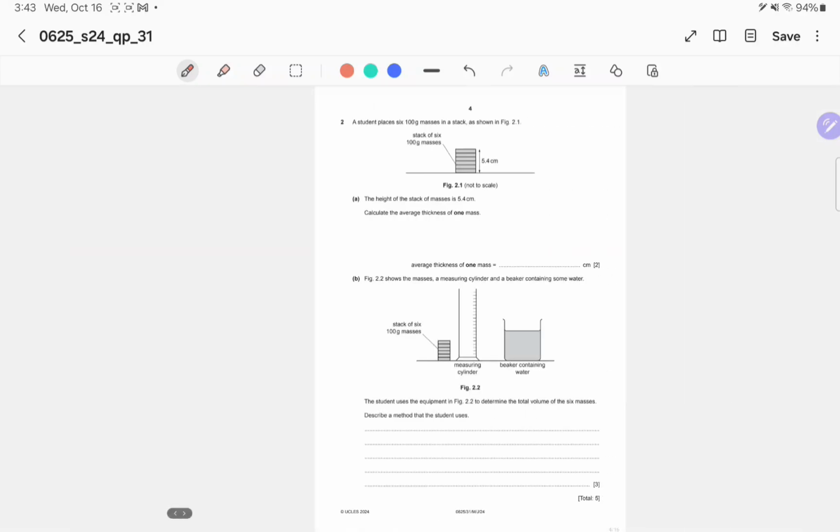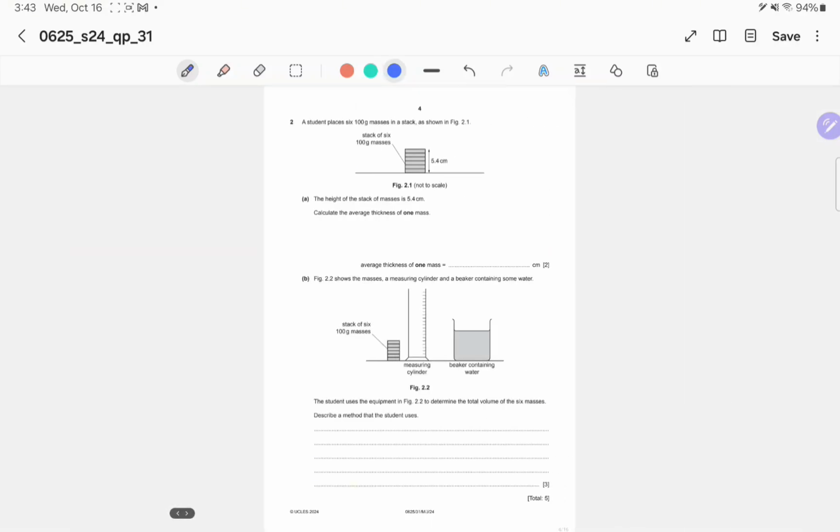Okay, next question. A student places six 100-gram masses in a stack as shown in figure 2.1. The height of the stack of masses is 5.4 centimeter. Calculate the average thickness of one mass. The total is 5.4 centimeter, and there are 6 masses, so I divide it by 6 for each. The answer is 0.9 centimeter.